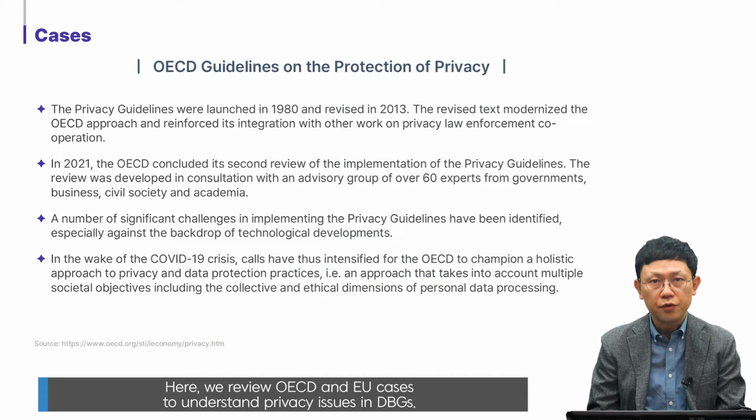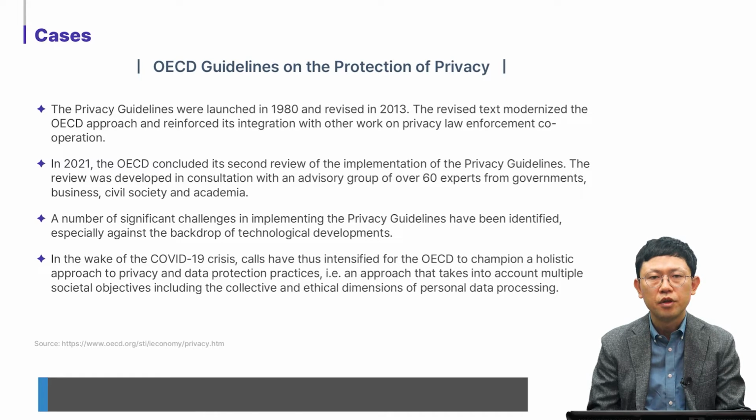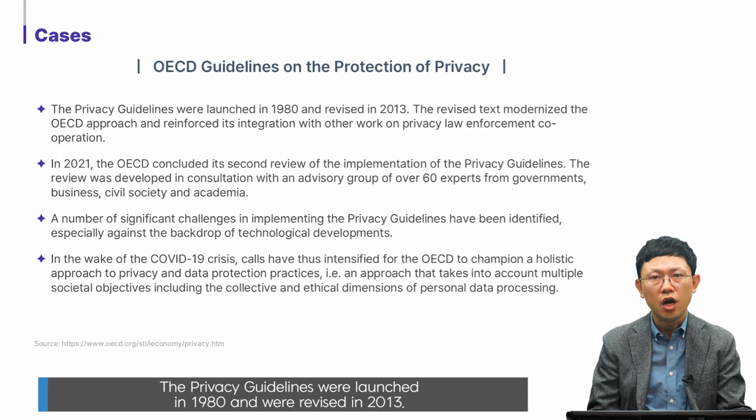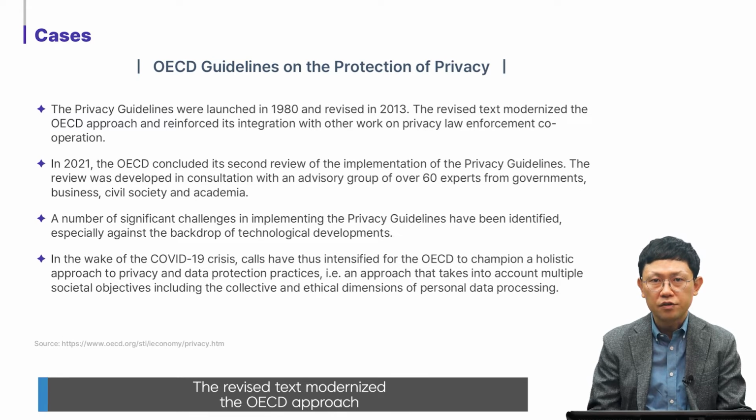Here, we review OECD and EU cases to understand privacy issues in DBGs. The first is the case of the OECD guidelines on the protection of privacy. The privacy guidelines were launched in 1980 and revised in 2013. The revised text modernized the OECD approach and reinforced its integration with other work on privacy law enforcement cooperation.